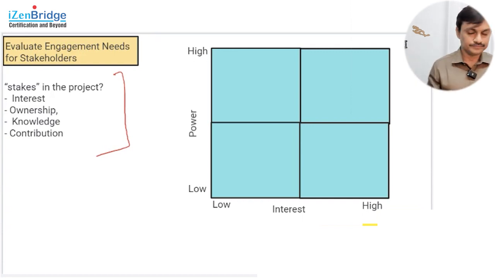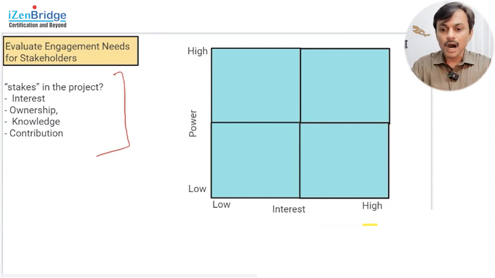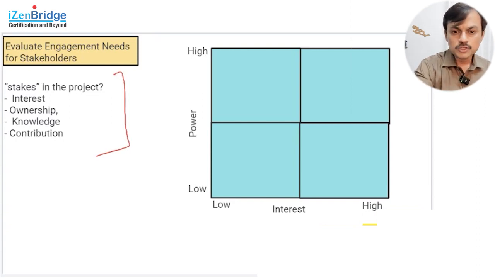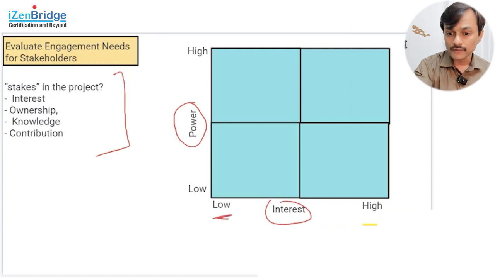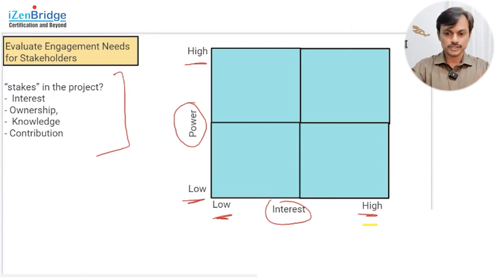And one of the tools for the PMP exam, as well as for general purpose, is a power interest grid. So what is that? It is a simple tool. Whenever you see a question, if you work with power and interest, you can find out what you should do with the stakeholder. So it's a 2 by 2 matrix. One side you have power, one side you have interest. You can say low power, low interest, high interest, low power, or high interest.